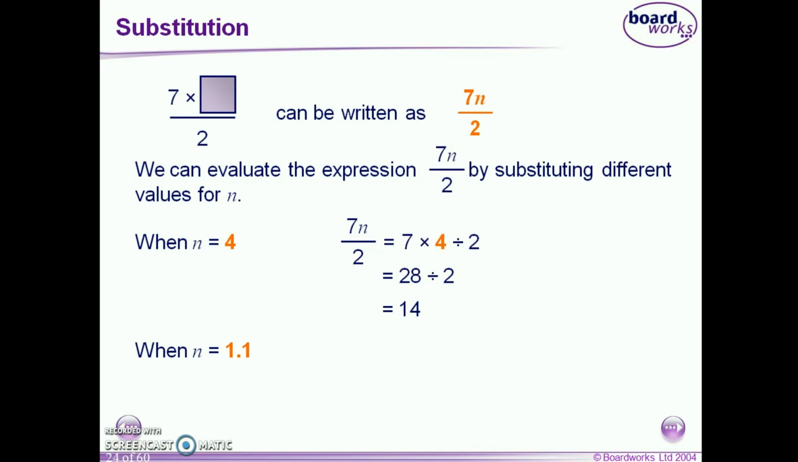And when n is equal to 1.1, 7n over 2 is equal to 7 times 1.1 divided by 2. Then we get 7.7 divided by 2. Then the answer will be 3.85.